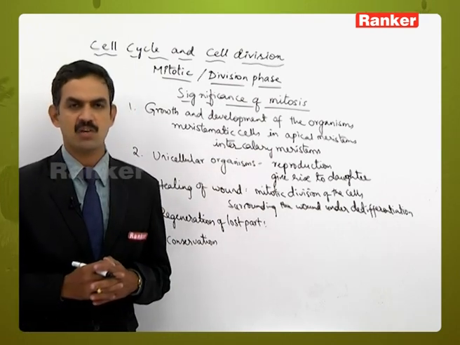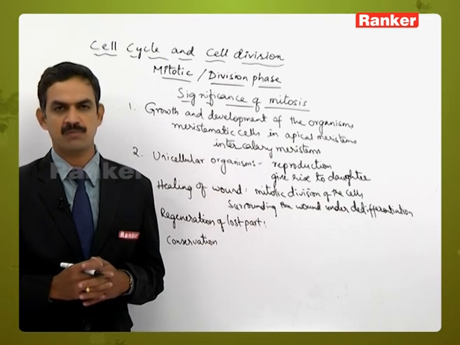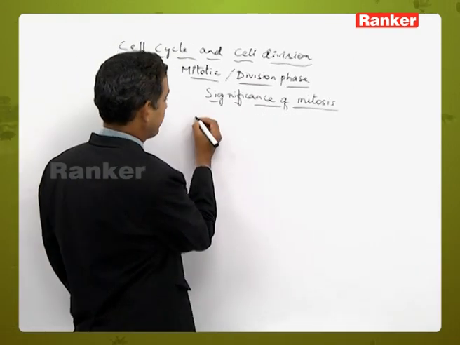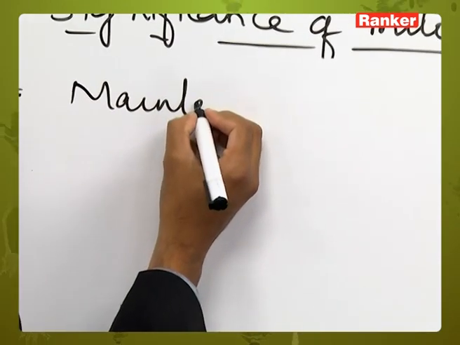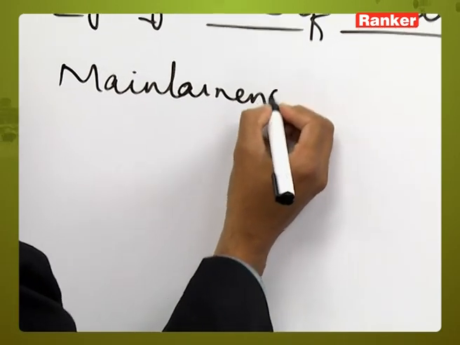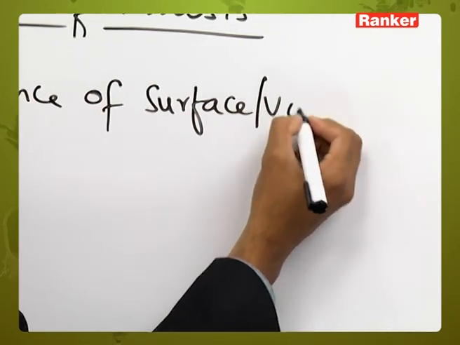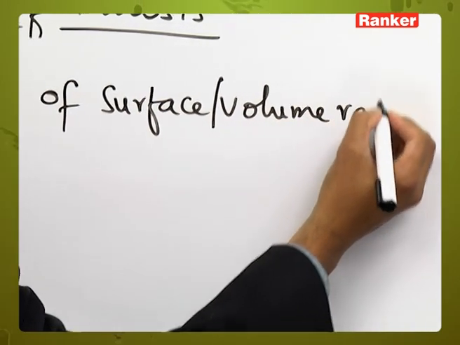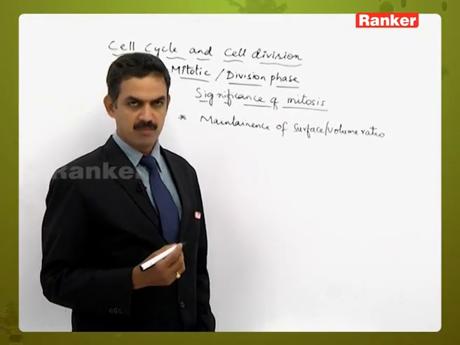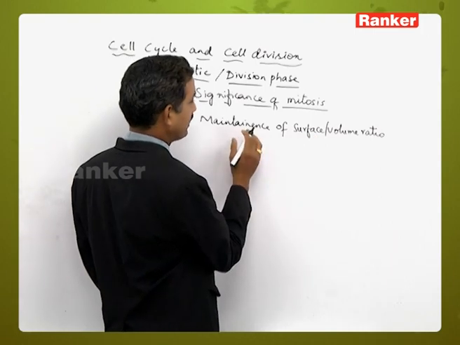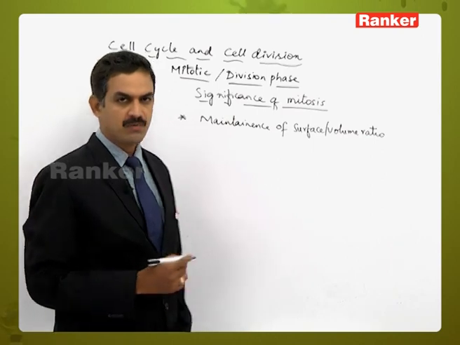These are the significances of mitosis which help in the growth and development and other metabolic activities or aspects of the plants. In the significances, maintenance of surface volume ratio. As we know, mitotic division is useful for growth and development, so the surface volume ratio of the cells is maintained because of the mitotic type of division.